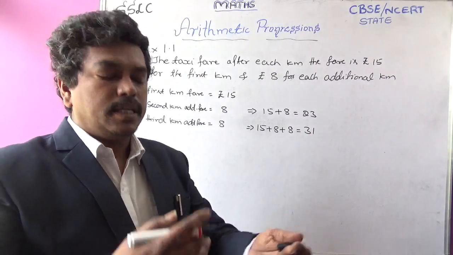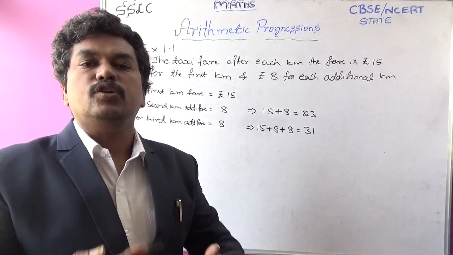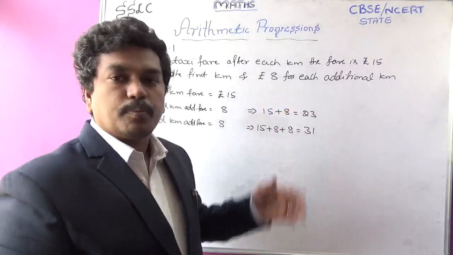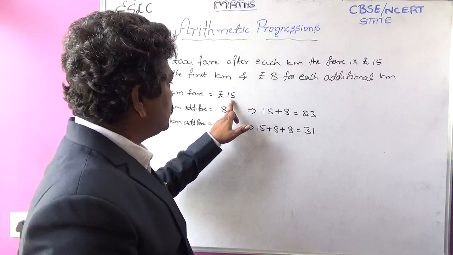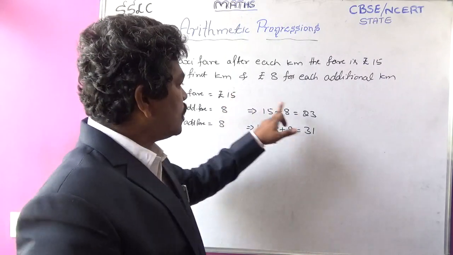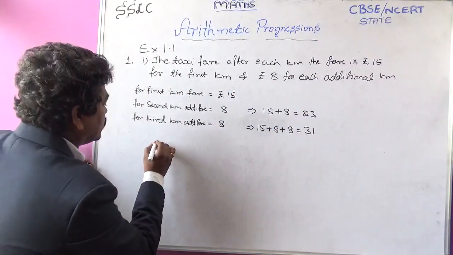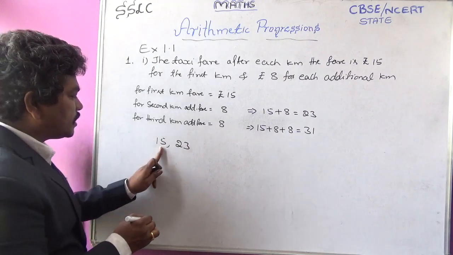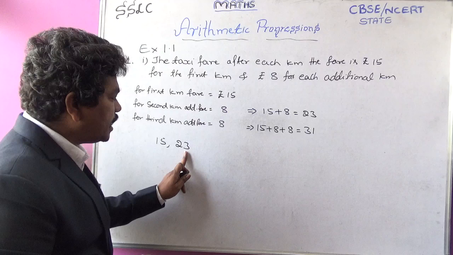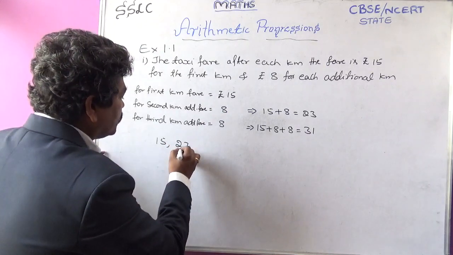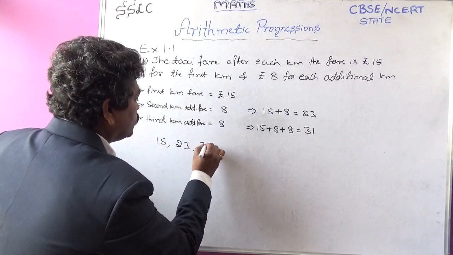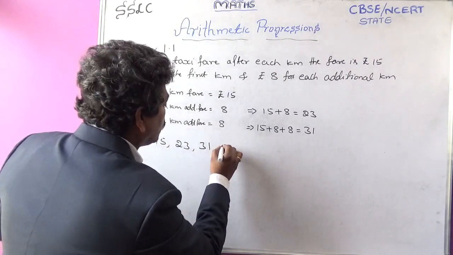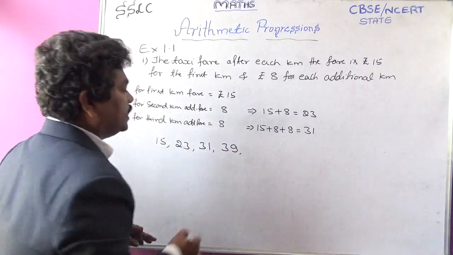That means for each additional kilometer, you have to add rupees 8 to the previous term. Here you observe, this is the first term, 15, and when we add 8, you get 23. Then to 23 you add 8, you get 31. And to that also you add 8, you get 39.